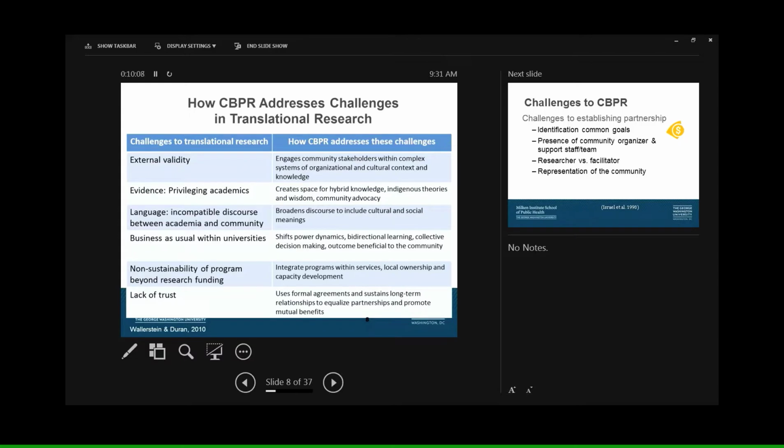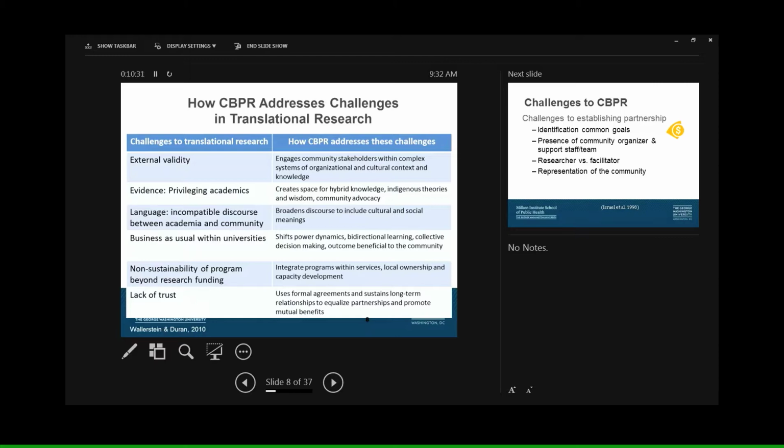And CBPR also addresses some challenges in translational research. This is a slide from Leo Cavazos, as well as some of the previous ones. But I like this slide a lot because I hope you can read it. It's a table that basically talks about challenges to traditional translational research and how CBPR addresses those.